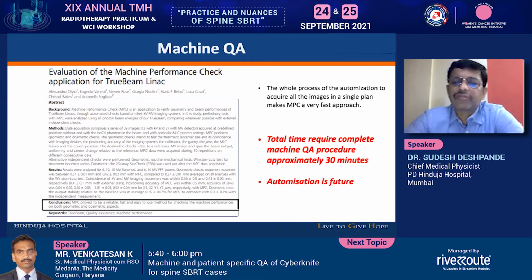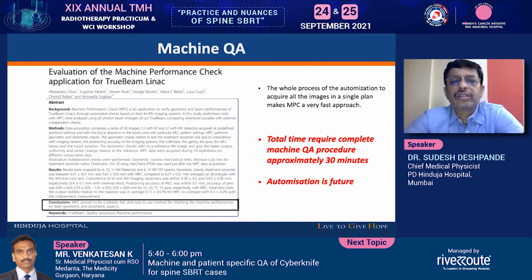Now somebody may question the accuracy of the Machine Performance Check, the MPC. This is a paper published in the Radiation Oncology Journal where they compared the MPC results with our conventional tests for the machine. For example, they compared the isocenter of the machine with the MPC, and the gold standard test for the isocenter is the Winston-Lutz test. They compared the results and found them comparable.